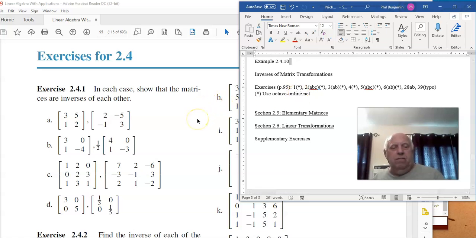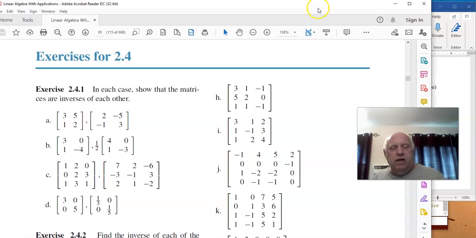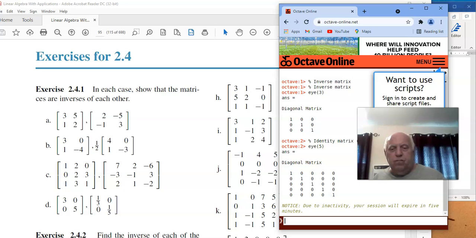Here, let's do problem 1. Show that these are, let's see, how am I going to do this? Let's move this over. Why do you not want to move for me? Because I'm not doing it the right way. Here's my Octave Online. Show that the matrices are inverses of each other.